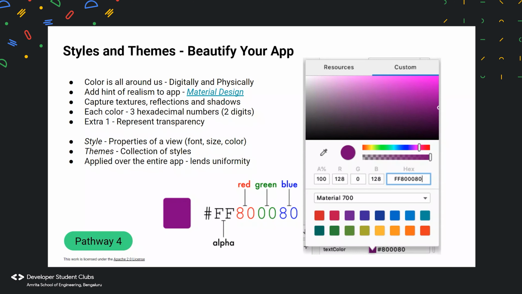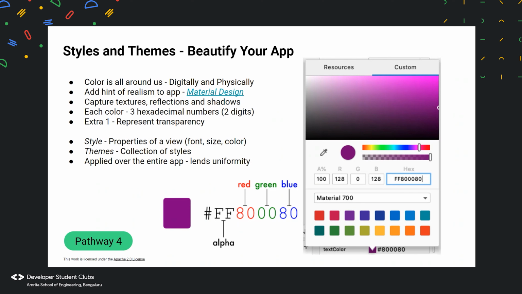And it also adds a hint of realism to your app through the Material Design library, a component of Android. When I say realism, I mean through Material Design, you can capture textures, reflections, shadows, and other real world things that make your app as realistic or lifelike as possible.